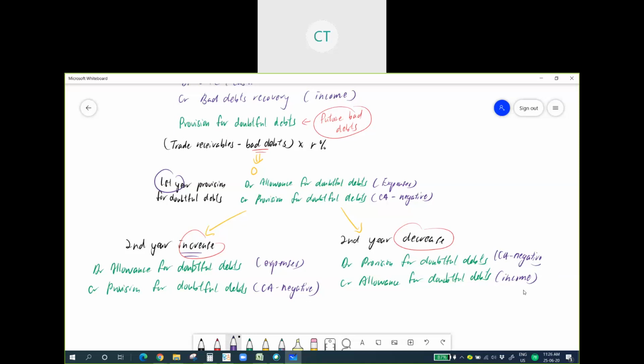Why is a decrease an income? Because you foresee you have lesser bad debts in future as compared to the prior year. So if you have a decrease in the future bad debts, you make a gain. So this is an income. Alright, so you digest this comparison, this table.